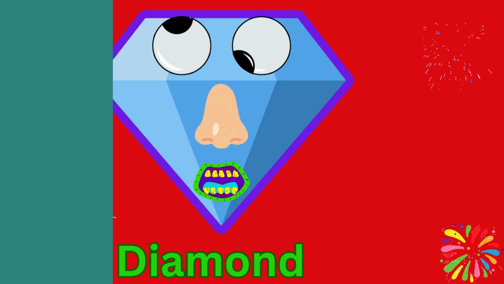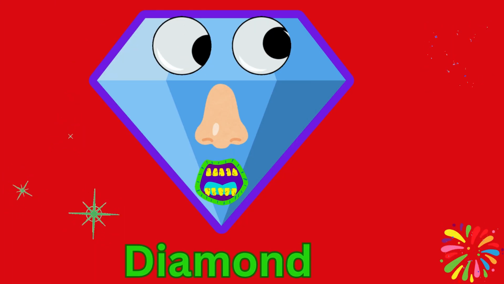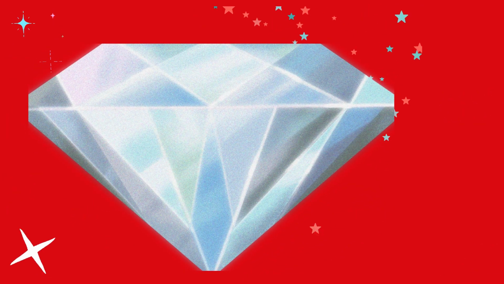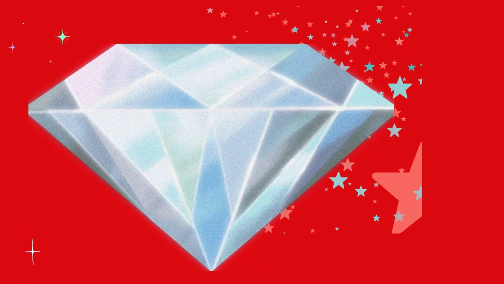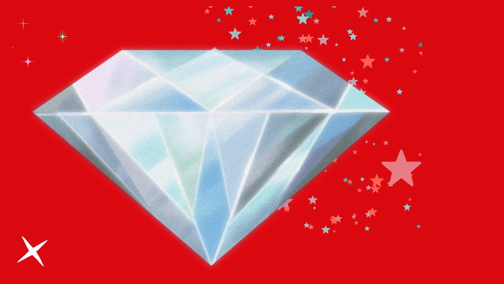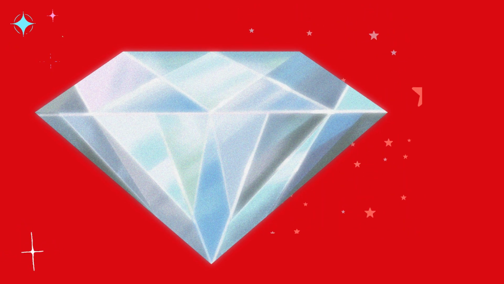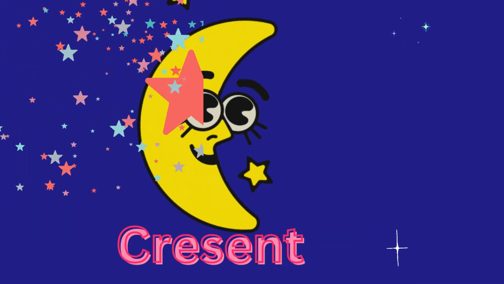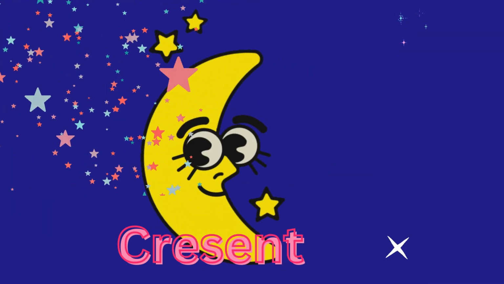Hello, I am a diamond, a shape often associated with a rotated square with 4 equal sides but at an angle. Hello, I am a crescent, a shape resembling a partial moon with a curved outer edge and a concave inner edge.